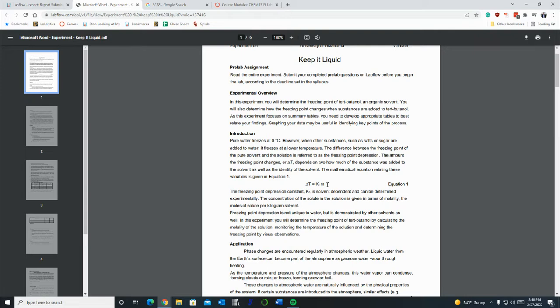But essentially the whole idea is this equation right here, is that all sorts of chemicals have this freezing point depression constant. And whenever you add an additive to a liquid, it makes the freezing point go lower. So let's say you have water. Everyone knows the freezing point is 32 degrees Fahrenheit or 0 degrees Celsius. But if you add something like salt into it, it will actually make the freezing point go below 0 degrees.